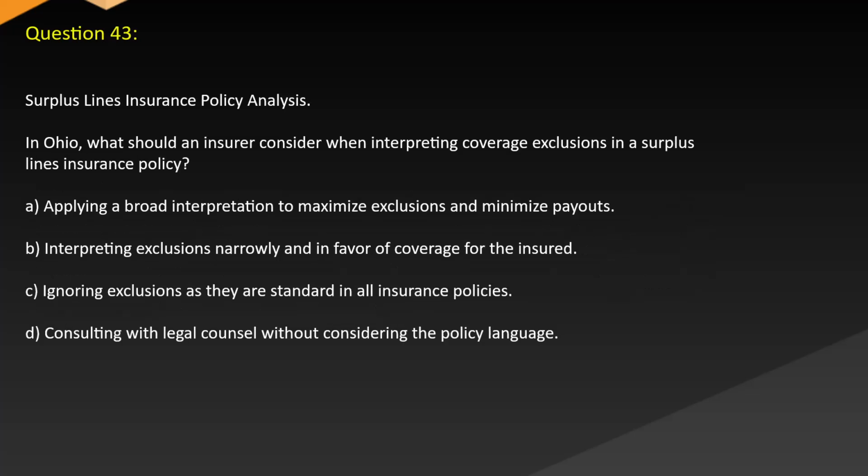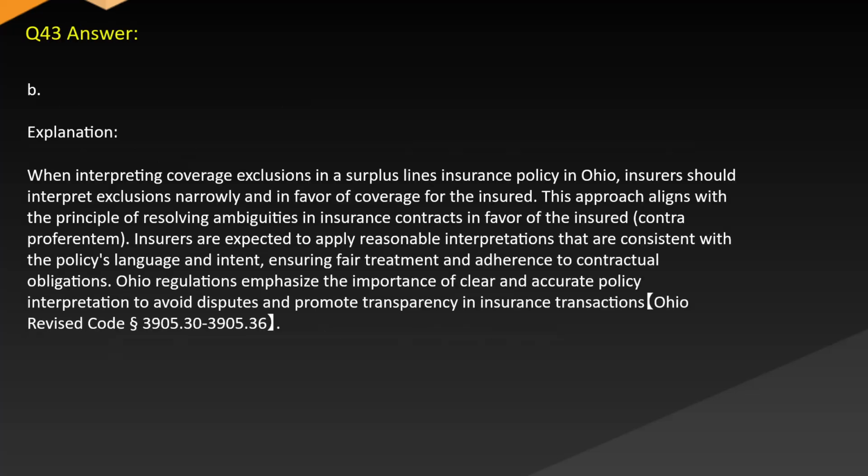3901.19. Question 43. Surplus lines insurance policy analysis. In Ohio, what should an insurer consider when interpreting coverage exclusions in a surplus lines insurance policy? A. Applying a broad interpretation to maximize exclusions and minimize payouts. B. Interpreting exclusions narrowly and in favor of coverage for the insured. C. Ignoring exclusions as they are standard in all insurance policies. D. Consulting with legal counsel without considering the policy language. Answer: B. Explanation.